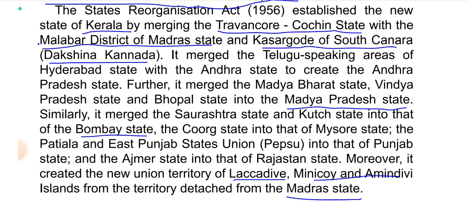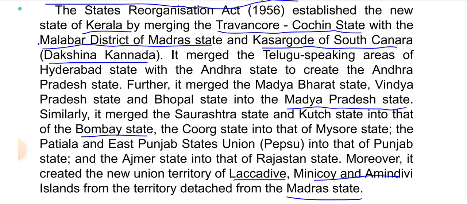The States Reorganization Act 1956 established the new state of Kerala by merging the Travancore-Cochin state with the Malabar district of Madras state and Kasaragod of South Kannada, Dakshin Kannada. It merged the Telugu-speaking areas of Hyderabad state with the Andhra state to create the Andhra Pradesh state. तो पहले आंध्र प्रदेश का नाम आंध्र प्रदेश नहीं, सिर्फ आंध्रा था, ठीक है. उसके बाद आंध्र प्रदेश हो गया.